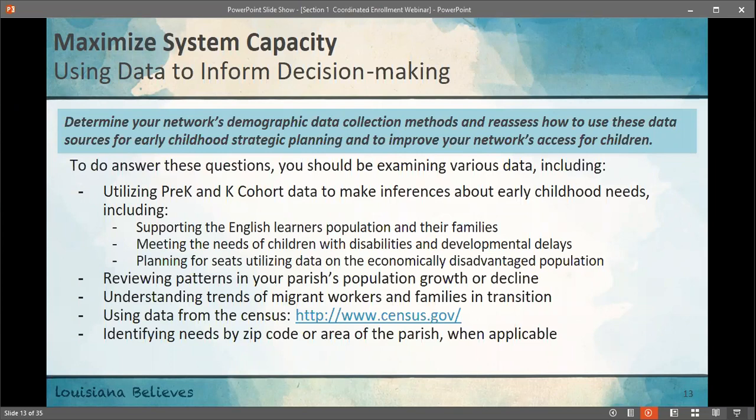Also understanding about families in transition and your migrant workers. These trends are also powerful information that you can use to plan as well. One of them is the census. You can utilize this information easily. I was looking on that particular site and noticed that one particular network had 52% internet usage, and that's great information to use to be able to drive your information campaign in that particular network. So just gathering all your information, reassessing how to use this data to be strategic in your planning can help increase access for your children.